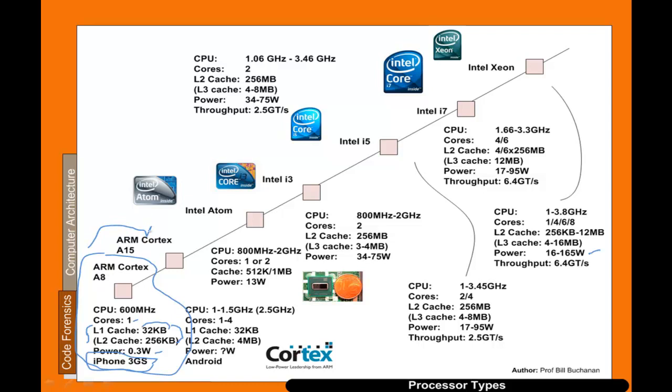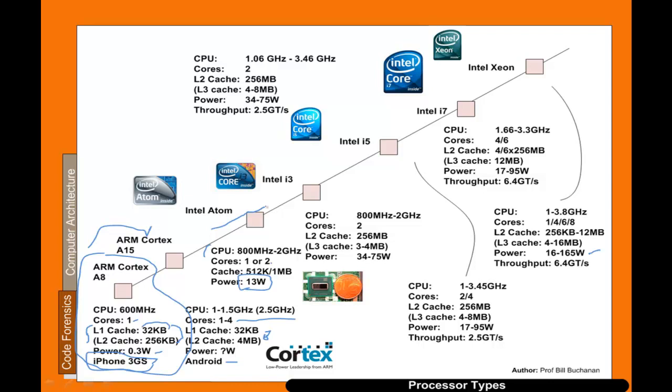This uses dual or quad cores, so we can have two or four processors inside the mobile device, and a larger level 2 cache. And it's going to be used, and is used extensively, in Android type devices and future mobile phones. As we move up, we go through the Atom. The Atom is fairly low power here, 13 watts, and fairly good speeds with one or two cores.